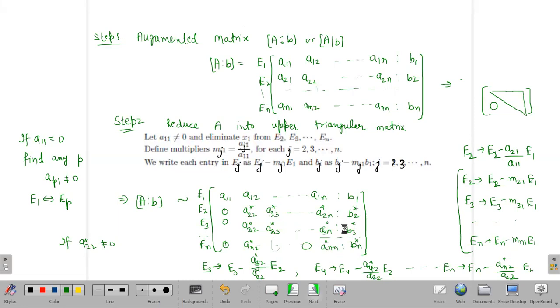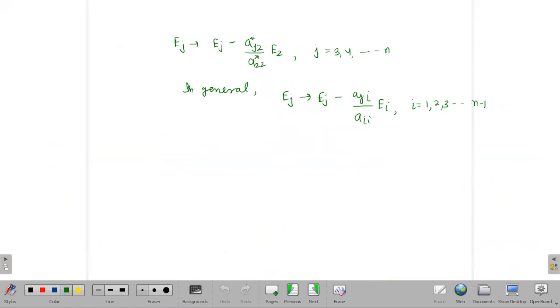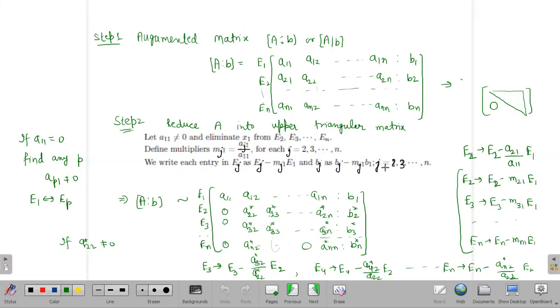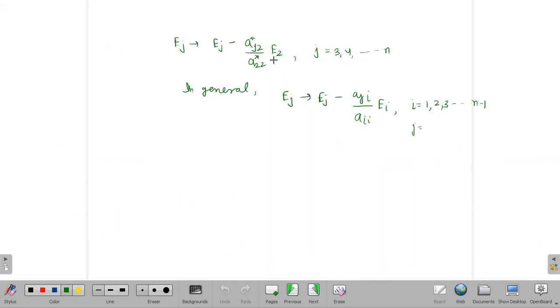So that is up to n minus 1 only, and j will start from, if i is equal to 1 here in the first column, then j starts from 2, 3, and so on up to n. And in the second column entries, i is 2 and j is running from 3 to n. So here i is general, so it will be i plus 1, i plus 2, and so on up to n. Okay.